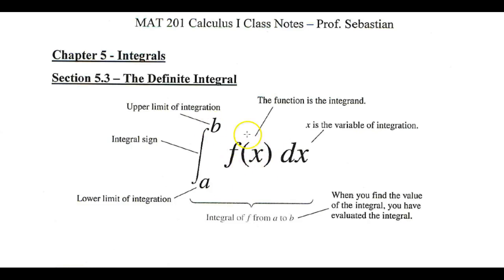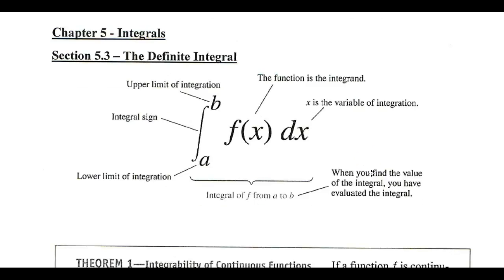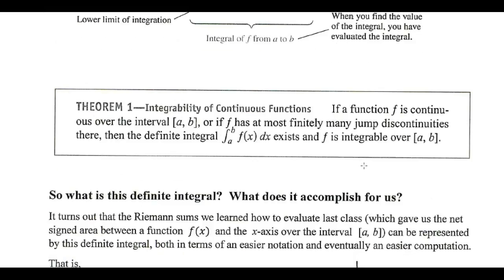f of x, the function inside, is still the integrand. dx still tells you that x is the variable of integration. This elongated s still is the integral sign. Okay, so now what we're doing though is we're taking the integral of f from a to b. So that's how we would say this. And I'll talk more about exactly what this is in just a second.